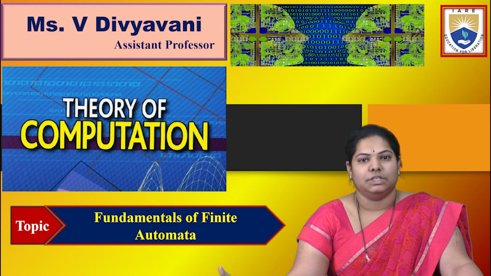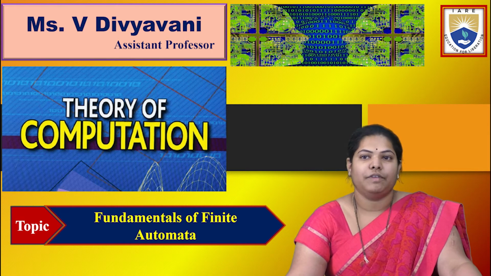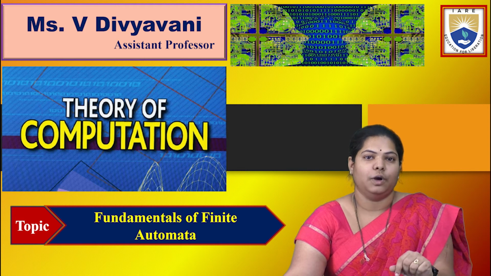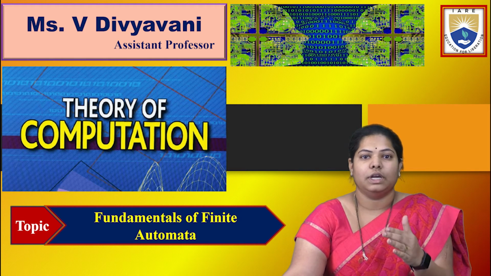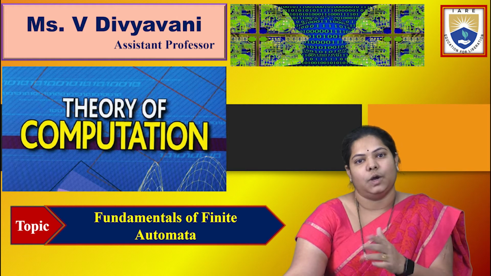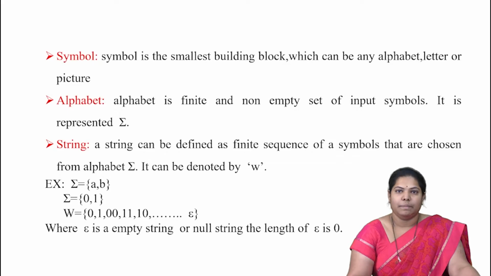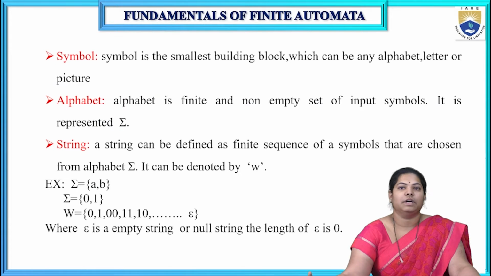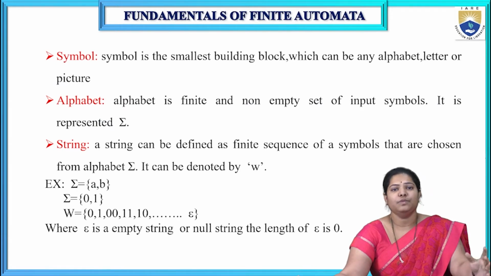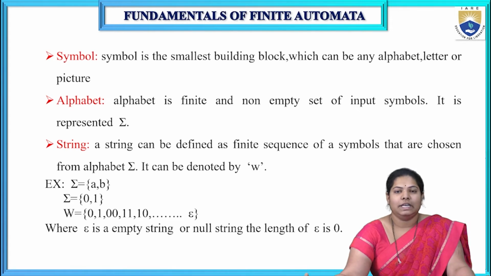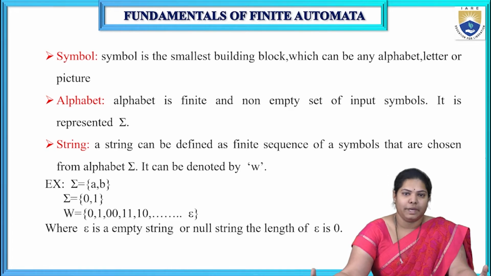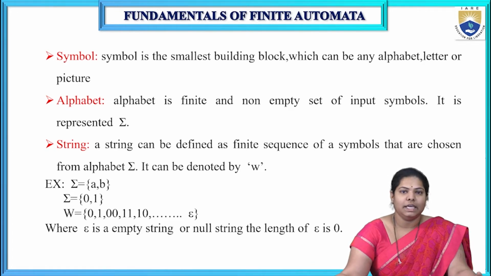Finite state machines. Now, coming to finite state machines or finite automata, in order to learn that, we have to learn the fundamentals or building blocks of finite automata. Next, what are the building blocks or fundamentals of finite automata? The first one we call a symbol. A symbol is the smallest building block, which can be any alphabet, letter or picture.